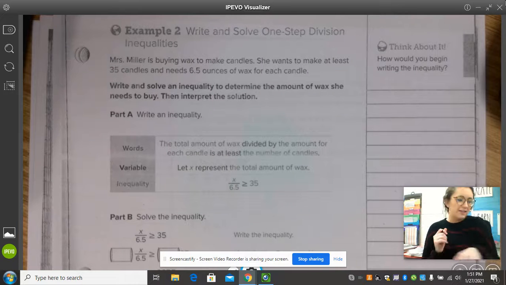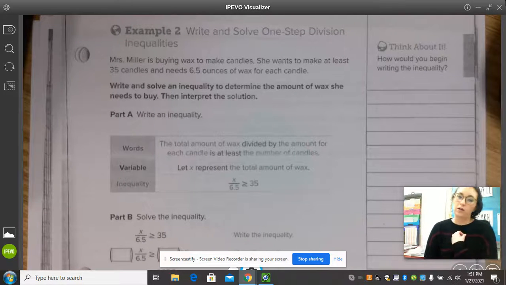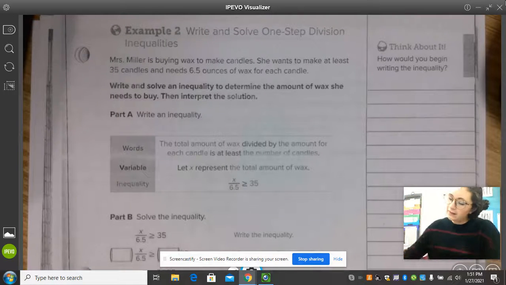All right, folks, this is example 2 on page 367. Okay, we're going to jump right in. Like I said, I'm going to go through the example a whole lot quicker than I will the check. All right, Miss Miller is buying wax to make candles.